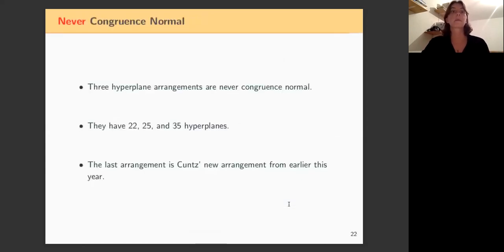And then there are 3 arrangements that are never congruence normal. And you saw the picture of the one with 35 hyperplanes. It's the one that was just found this year. And there are 2 other arrangements. So it would be really cool to understand more about these arrangements and why they're never congruence normal.